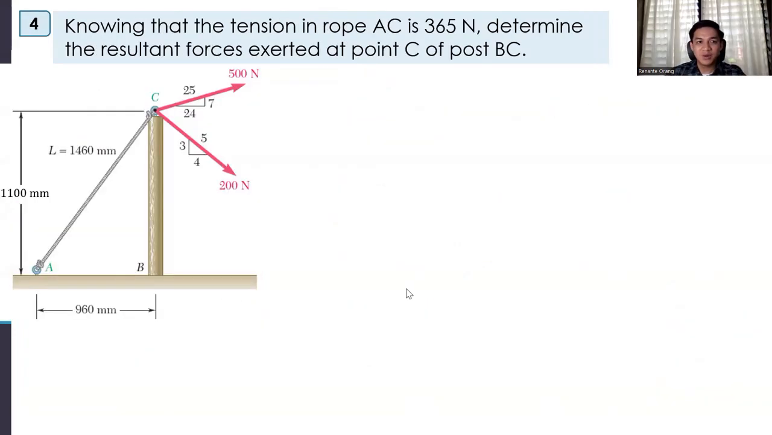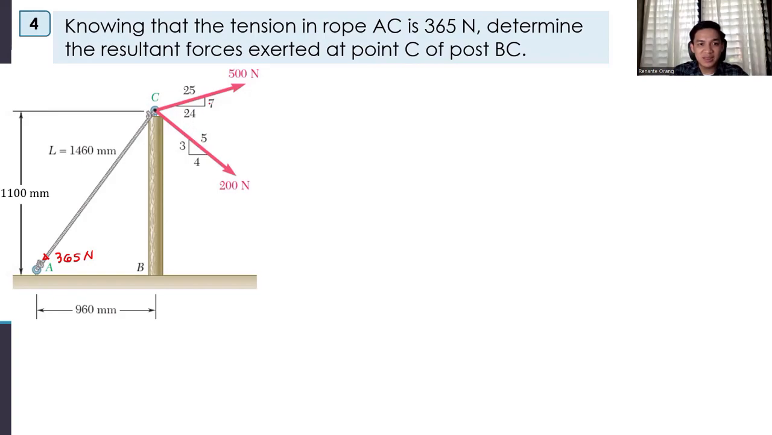So, let us proceed to our last problem for this video. Knowing that the tension in rope AC is 365 newtons, determine the resultant forces exerted at point C of post BC. So, nakalagay sa ating problem, class, na yung rope daw natin is hinihila yung ating post at point C, which is 365 newtons. So, we have two forces, 500 newton and 200 newton.